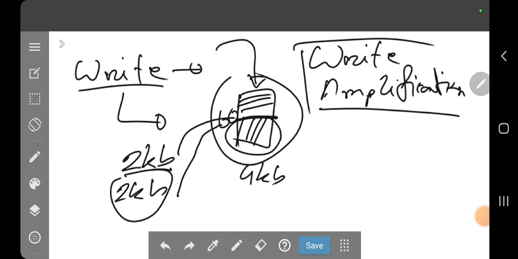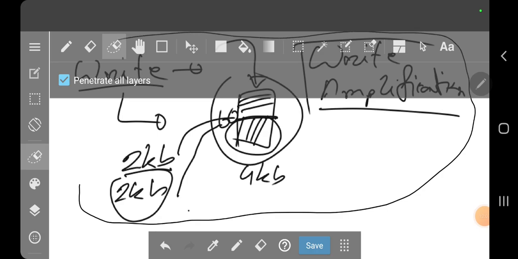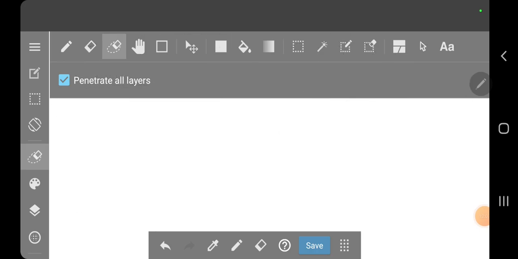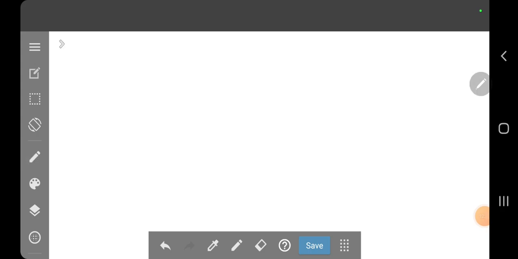Now we know how to write, what the write operation does and what the read operation does, but what is the process? It is a very complex process. Let's try to understand this complex process a bit. What we can do is just erase what we have written. That's it. To understand that, let's say I'm going to make a block here.